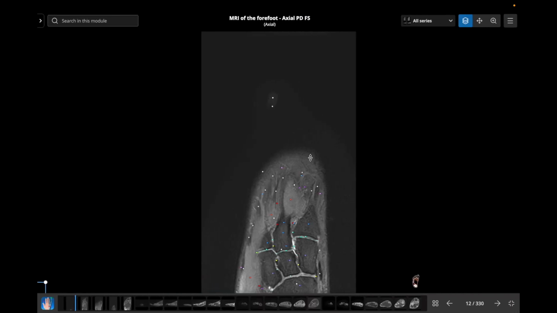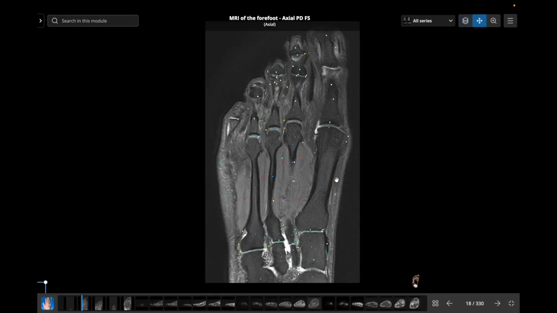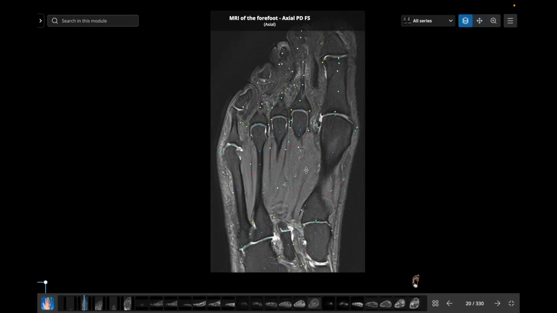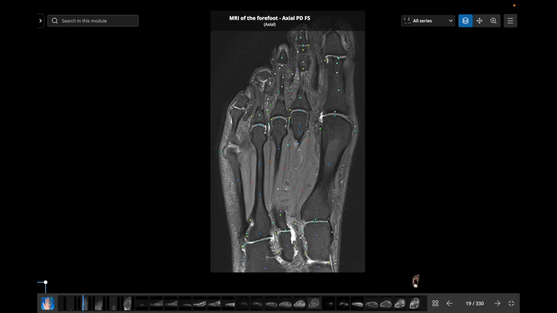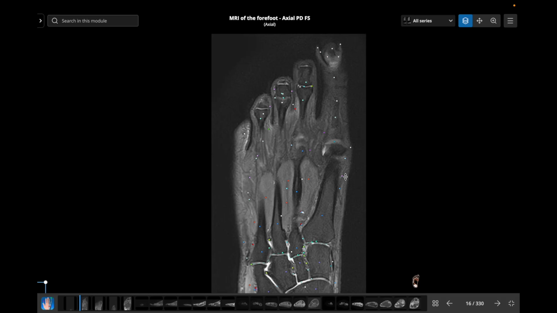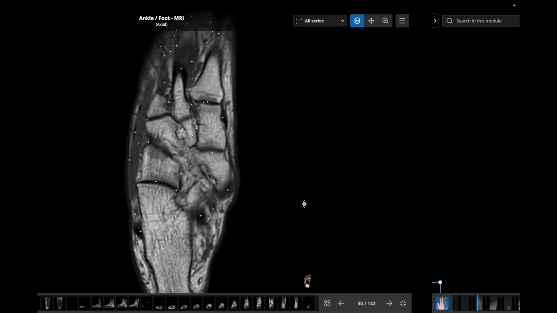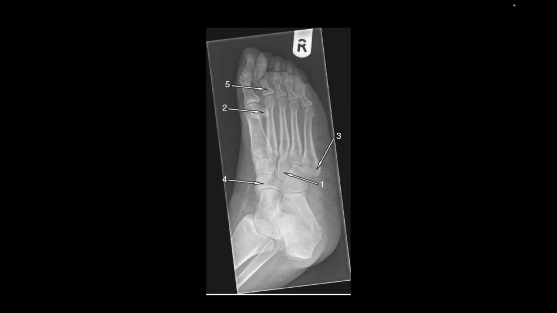Let's look at the forefoot. There's not much they can ask you in this. This has similar bony structures to the hand, but instead of metacarpals, you've got metatarsals. Then you've got your phalanges as well. I think the best thing to do would just be to look at some cases now.